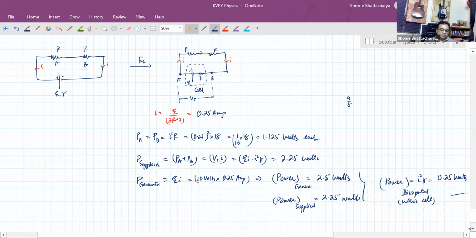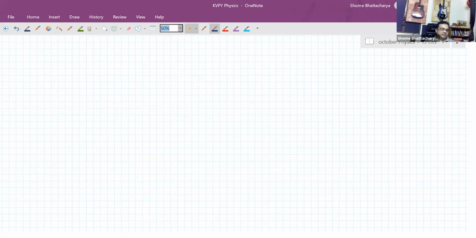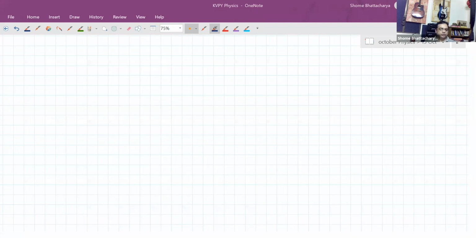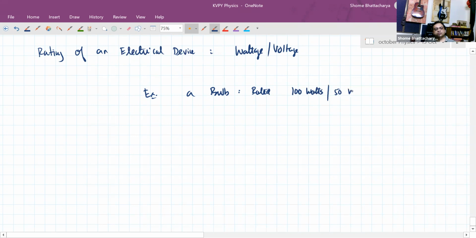Okay, now the next question I want to do will be in a slightly different format. Instead of giving the resistances, I will give you what is called the rating of 2 or 3 bulbs or whatever. So you'll notice that on electrical devices, there is something called a rating, which is always given in terms of wattage versus voltage. So for example, we can have a bulb rated as 100 watts slash 50 volts.